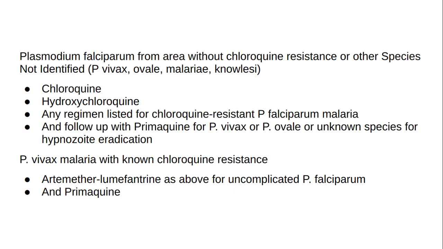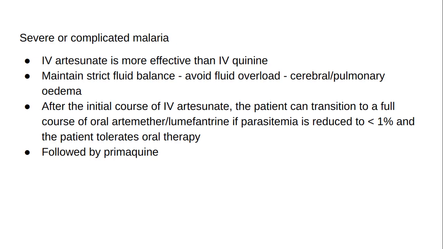Vivax malaria with known chloroquine resistance: artemether/lumefantrine as above for uncomplicated P. falciparum, and primaquine. Severe or complicated malaria: IV artesunate is more effective than quinine. Maintain strict fluid balance, avoid fluid overload, cerebral and pulmonary edema. After the initial course of IV artesunate, the patient can transition to a full course of oral artemether/lumefantrine if parasitemia is reduced to less than 1% and the patient tolerates oral therapy.